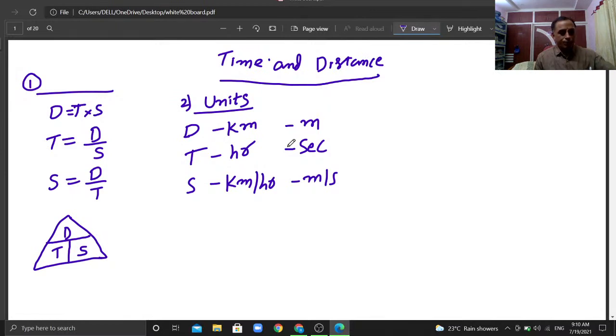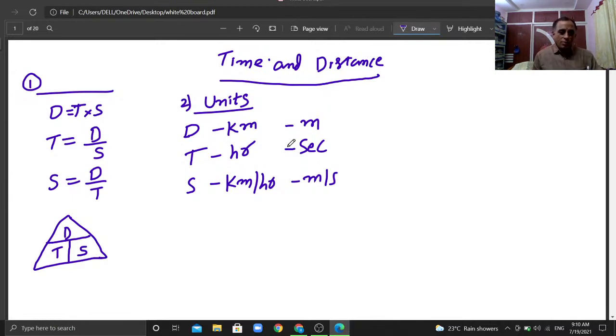Then what is the next point? If units are not in the same pattern, how to find the right answer? For example, time and speed are given, find the distance. The product of time and speed is the answer, because distance is equal to time into speed.